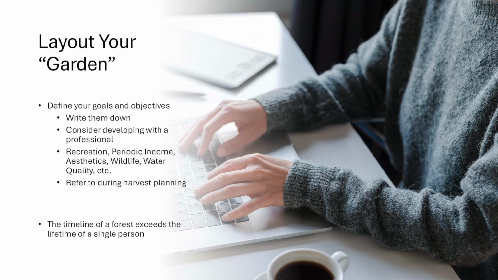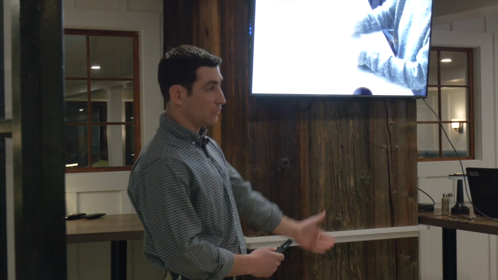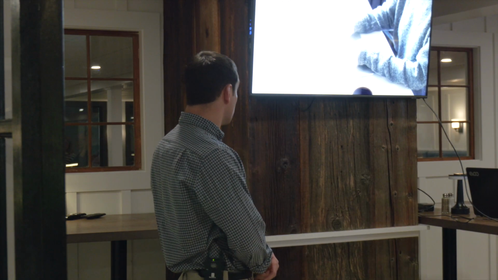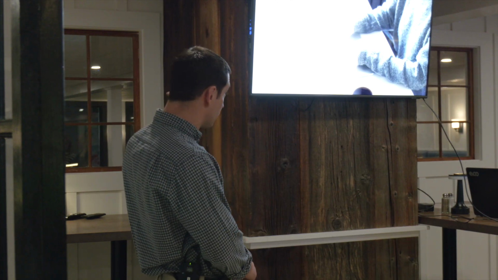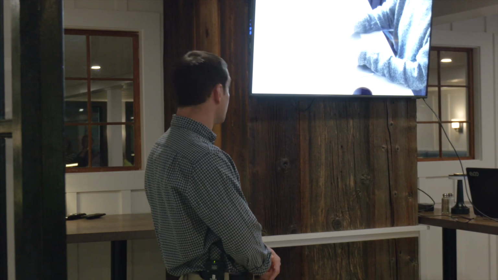When we think about how to lay out your garden, you make a plan of where you're going to plant and what you're going to have where. I try to recommend, and everyone should try, to take some time to define the goals and objectives. Some people really value recreation on their property. Other folks are worried about wildlife habitat. This is your property, and you need to have those goals and objectives defined so that you can move forward with a desired future condition in mind. It's really beneficial to write them down after you've spent a period of time marinating them.